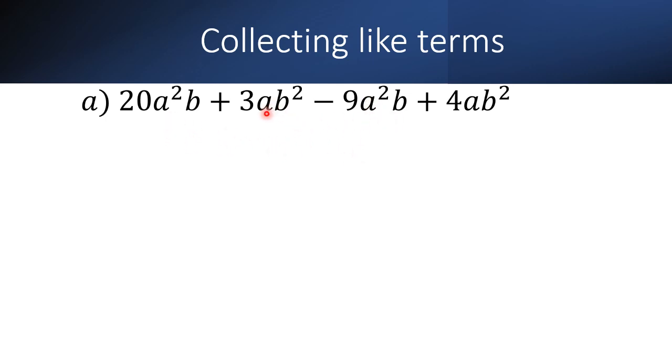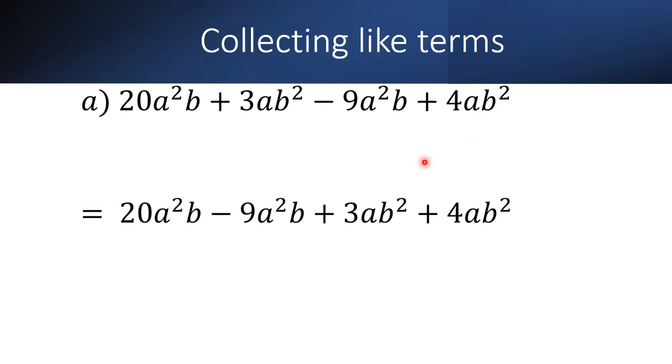Now let's look at the second term. The second term is 3ab squared. When we look at the expression, we need to collect any other term that has ab squared. Now what is that other term? That will be 4ab squared. So in the next statement we have collected those like terms together.